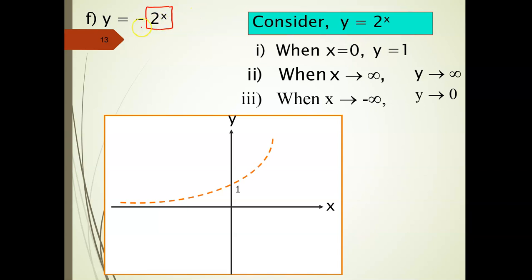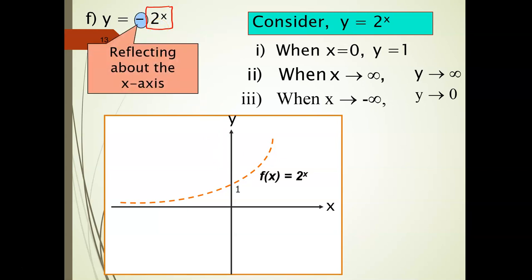But then since all the value of y we multiply with negative, it will reflect about the x-axis. So you will have that negative 1. So that's the graph. It will reflect about the x-axis because all the positive value we will multiply with negative 1, so everything will be below the x-axis. Okay, so this is the graph for y equals to negative 2 power of x.